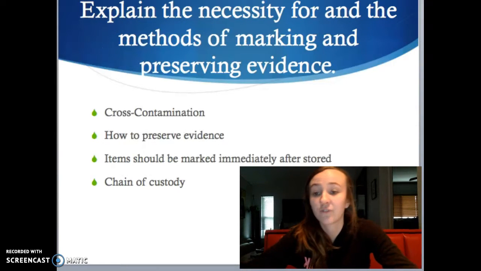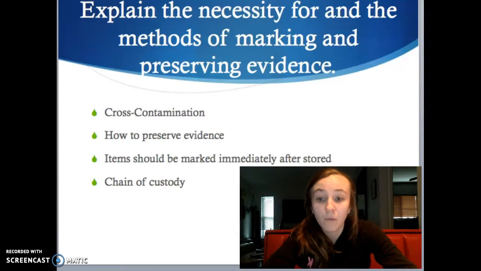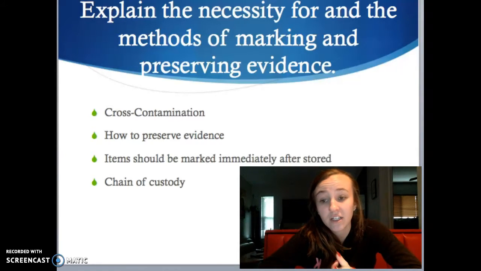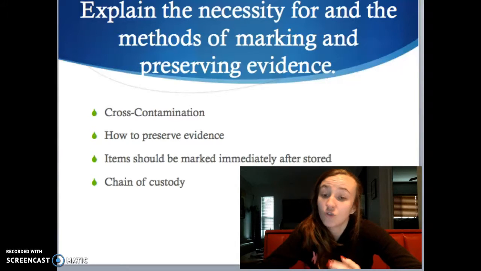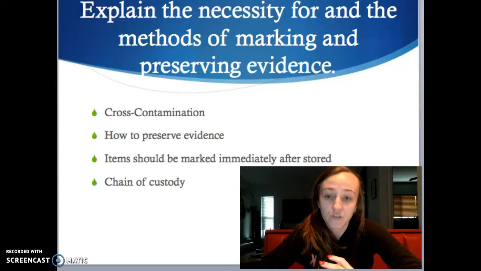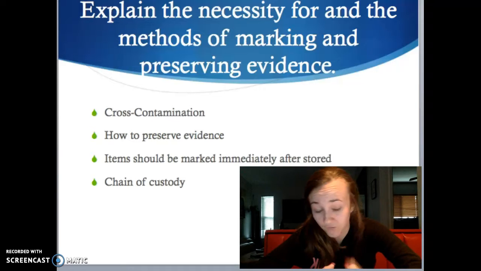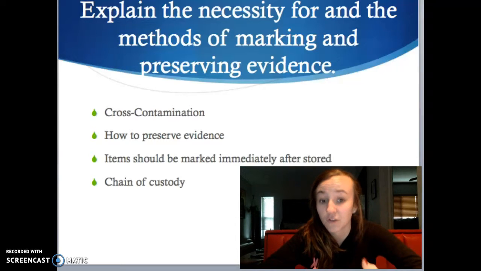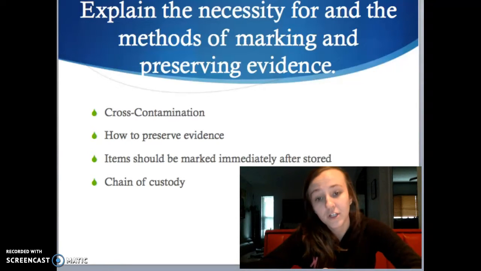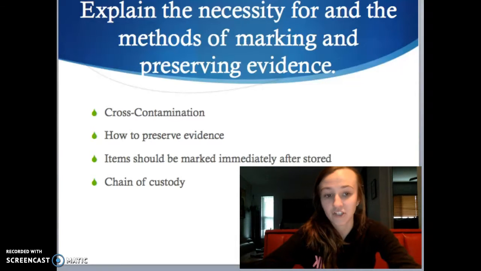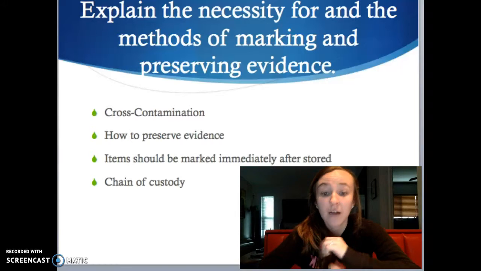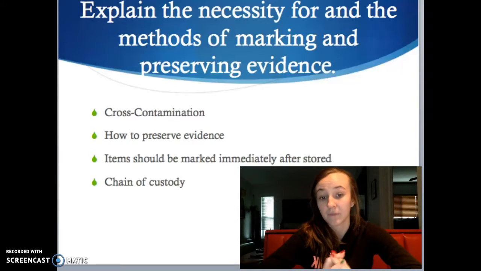Explain the necessity for the methods of marking and preserving evidence. So cross-contamination is a big thing. You don't want that, obviously. So preserving the crime scene is probably the first thing that you should do, and photograph the whole crime scene. If any evidence gets damaged while you're collecting or preserving, you at least have the backup of the evidence with the pictures.